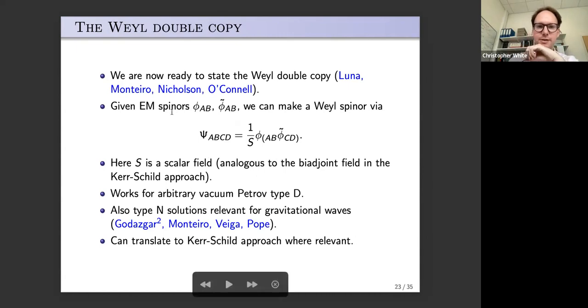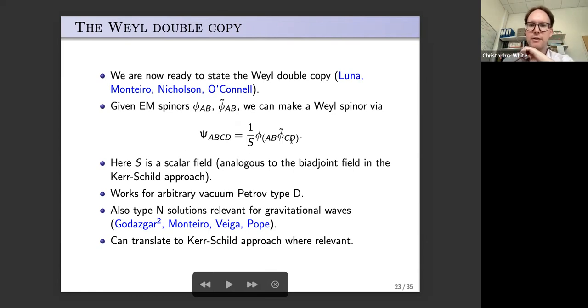What these people said is that if you take two electromagnetic spinors, you can make a Weyl spinor out of them according to this formula. You take a symmetrized product of these things, and then you divide by a scalar field. This is analogous to the biadjoint field in the Kerr-Schild approach. Remember, in the gauge field in the Kerr-Schild approach, there was a sense in which that phi field was sitting in both gauge solutions, so it has been counted twice here. This division corrects for an overcounting of the fact that that scalar field is present both here and here.